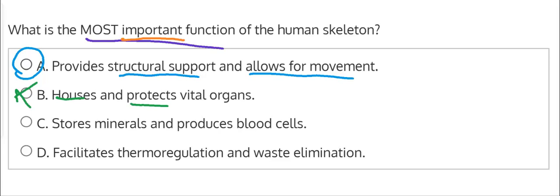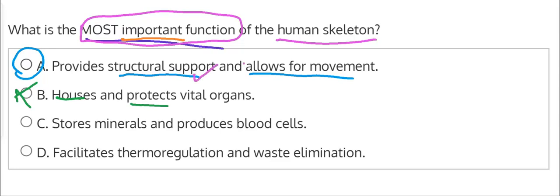Option C says it stores minerals and produces blood cells, and that is true, and that is important. But that's why in the beginning we were discussing the most important being the main thing you think of when you think of the human skeleton, which would be the structural support and allowing for movement. So option C is still very important, but we need to have option A in order to get to option C. So option C is important, but it's not the most overall idea that we're looking for here.